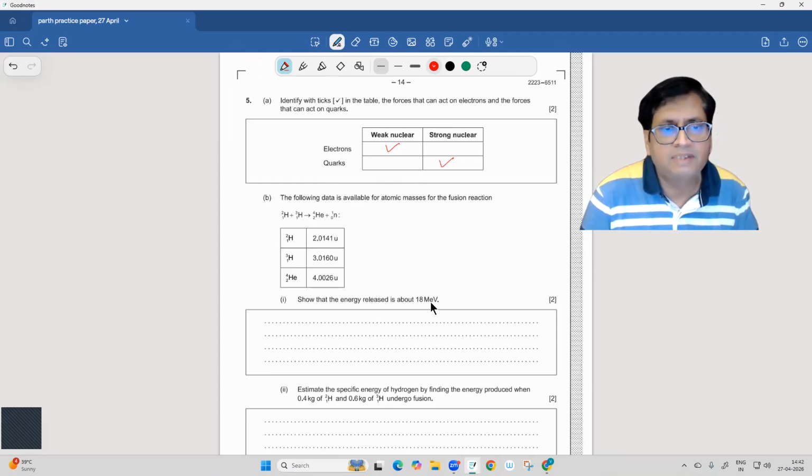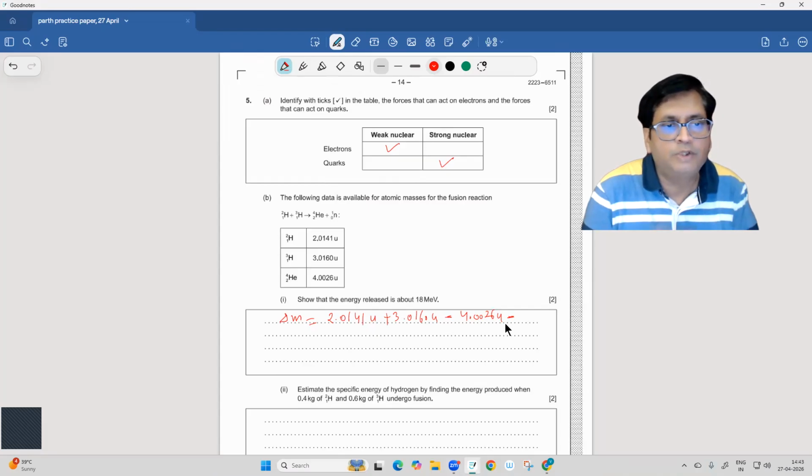So the energy released is about 18 mega electron volts. Can you do this? Tell me how much the mass defect, delta m, will be. Find it first. It will be mass of the reactants minus mass of the products. So how much is the mass of reactants? 2.0141 u plus 3.0160 u minus 4.0026 u minus the mass of the neutron in u.